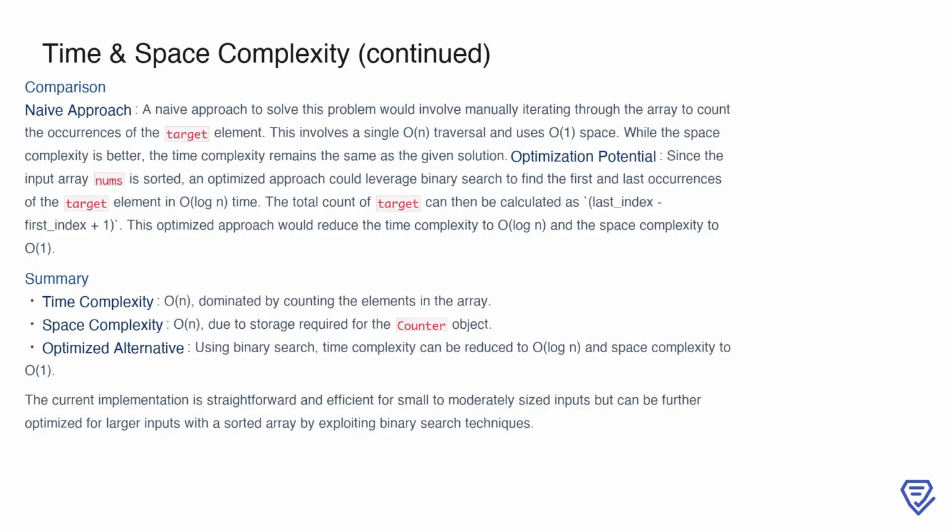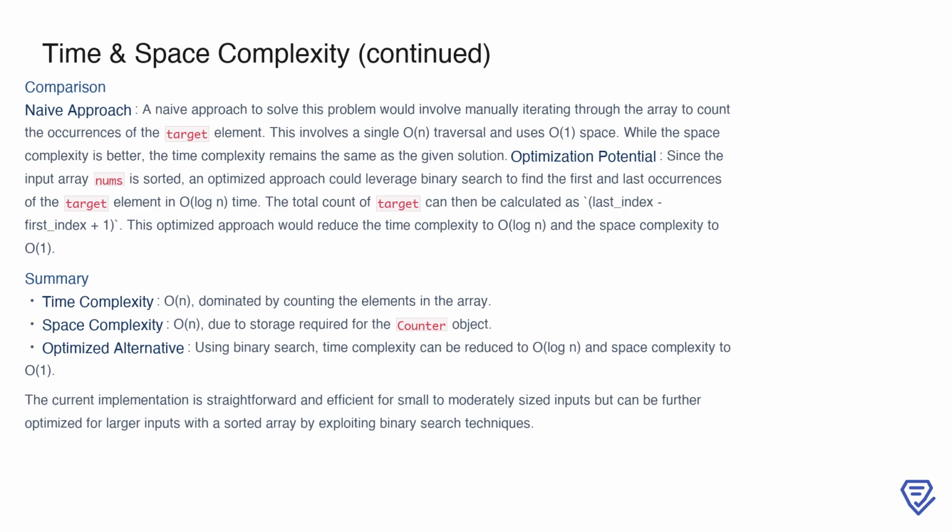Let's compare this approach to other alternatives. A naive solution would involve manually iterating through the array to count the occurrences of the target element. This approach performs a single traversal, resulting in an O(n) time complexity, and uses only O(1) space since no additional data structures are required. However, while the space complexity is better, the time complexity remains the same as the current solution.